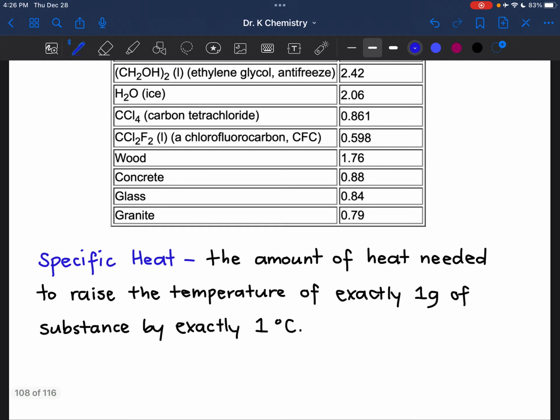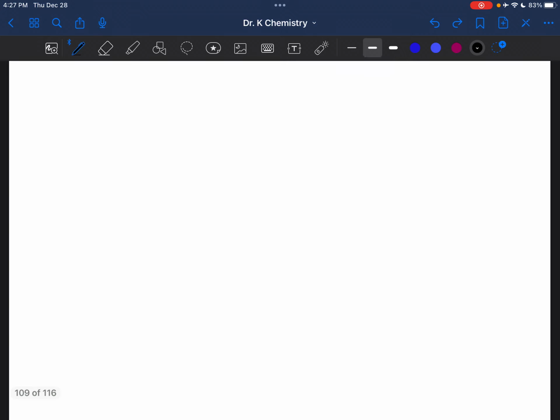Okay, let's take a look at where the units come from on specific heat. And it'll be really helpful to keep in mind the definition of specific heat when we're looking at the units. So notice that it's measuring the amount of heat to raise the temperature by exactly 1 degree Celsius. So if we turn that definition into an equation, I'm using the letters SH to represent specific heat here. We're really saying how much heat is being absorbed to raise the mass of a substance by some temperature.